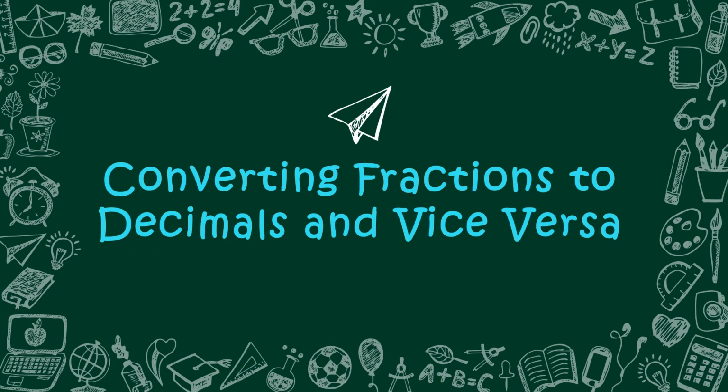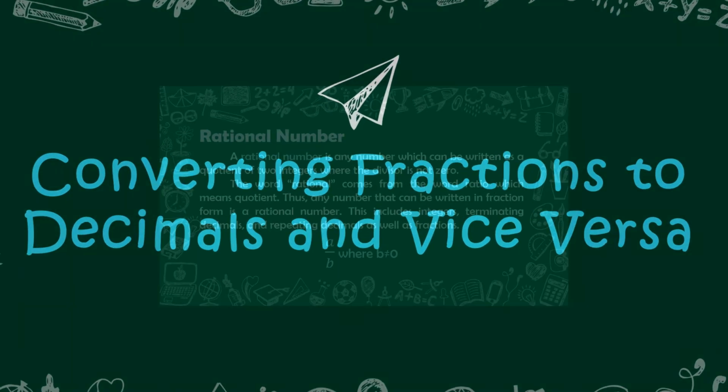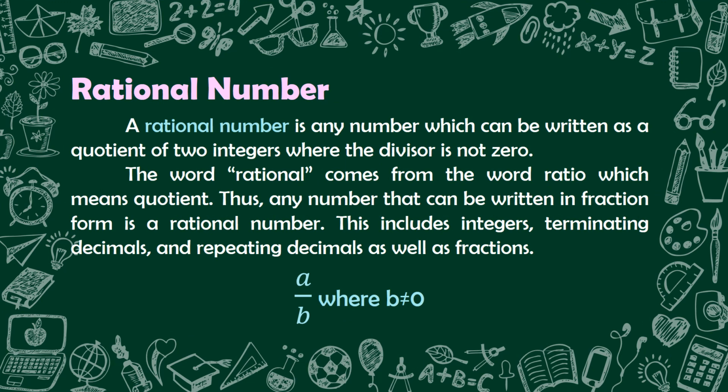Now, let's learn converting fractions to decimals and vice versa. Let us first discuss the rational number. A rational number is any number which can be written as a quotient of two integers where the divisor is not 0. The word rational comes from the word ratio, which means quotient. Thus, any number that can be written in fraction form is a rational number. This includes integers, terminating decimals, and repeating decimals as well as fractions.